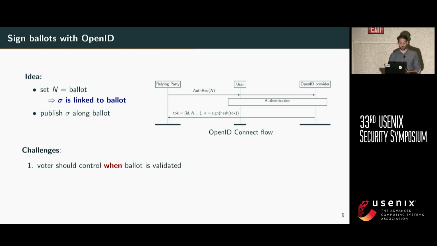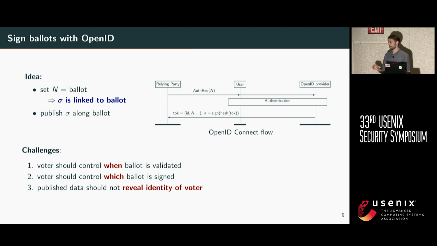First of all, the voter should have the last word on when the ballot is validated and signed. Otherwise, the voting server can reorder ballots or play some other tricks. Second, the voter should make sure that it's their ballot that is signed and not another one. And last, the data that is published on the ballot box should not reveal anything about the voter.